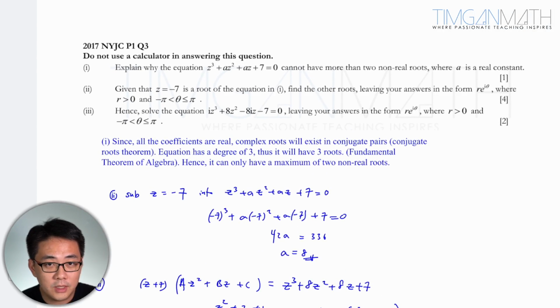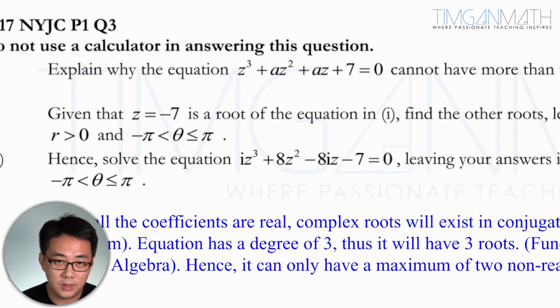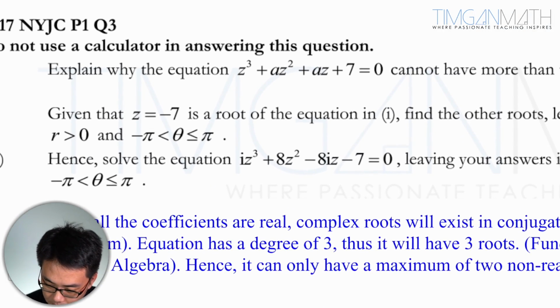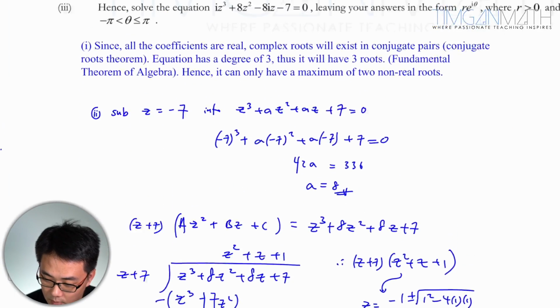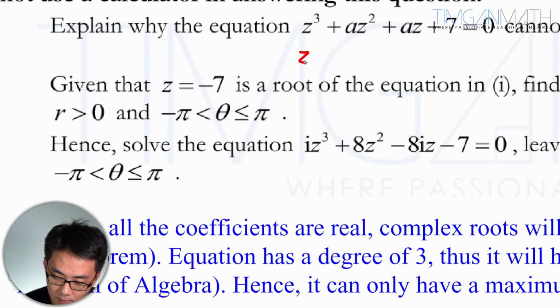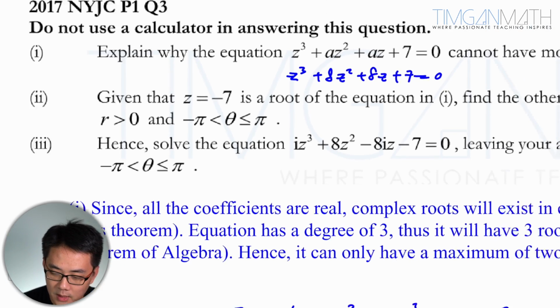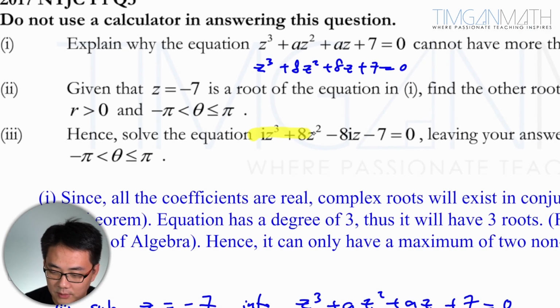Now, substitution is essentially trying to change it to the same equation. So, this over here is z cubed plus 8z squared plus 8z plus 7 equals 0. This equation here, I'm not sure what substitute I'm going to use. But always start by changing the coefficient to the same coefficient.